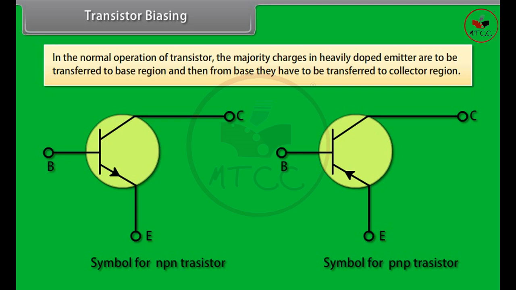For transition from emitter to base, the junction between them has to be forward biased. As the majority charges of the emitter reach the base region, they can be attracted towards the collector region only if the collector end is reverse biased.